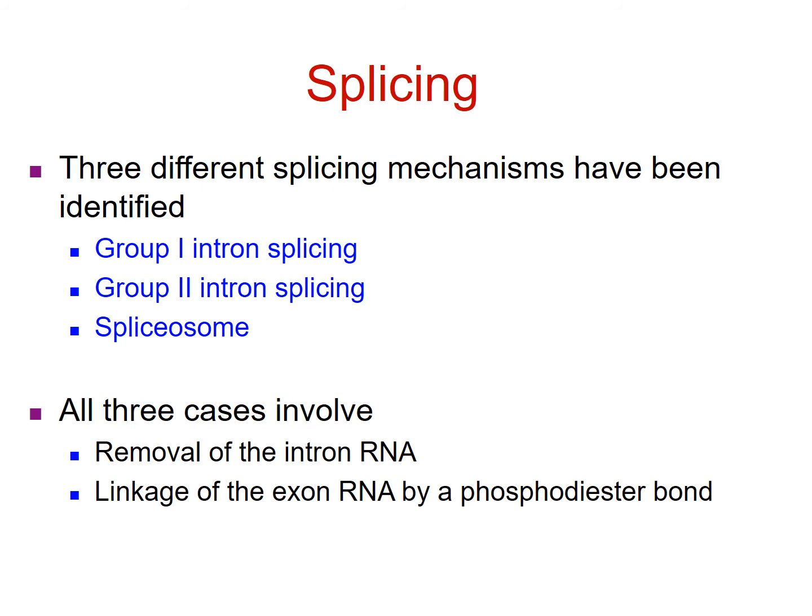Now there are 3 different splicing mechanisms that have been identified. There's group 1 intron splicing and group 2 intron splicing. These can also be self-splicing introns, so they don't require any proteins. The intron can do everything by itself. And then there are spliceosomal introns, which we're going to talk about first. These are lots of proteins and RNAs that come together to remove these introns. So again, they are all involved in removing the intron RNA and linking the exons of the final mature RNA together by phosphodiester bonds.